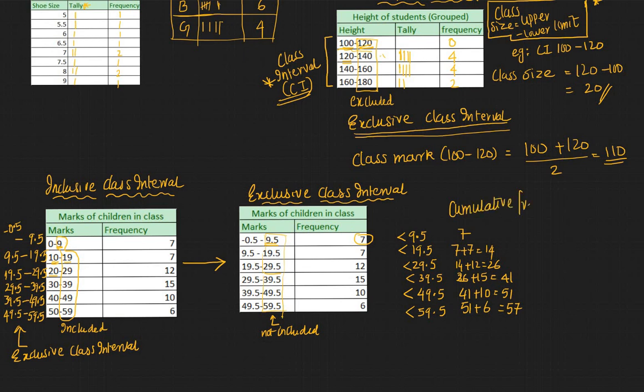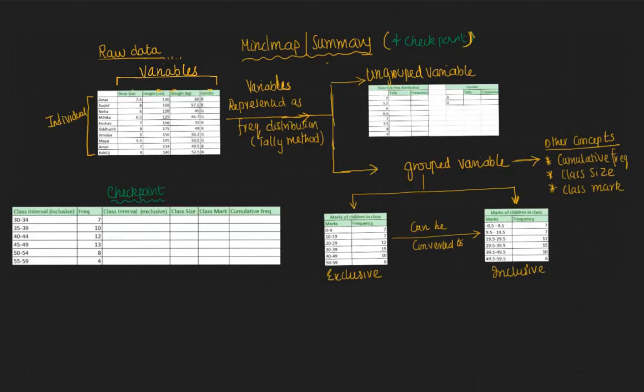Cumulative frequency of our data set. All we need to do is keep adding to get the cumulative frequency. The meaning of that is, it represents the number of values less than the upper limit of that class interval. That's what that means. So here is a summary of what we have done so far. We have taken raw data, and in raw data you have the individuals and you have the variables, and a variable can be represented as a frequency distribution.